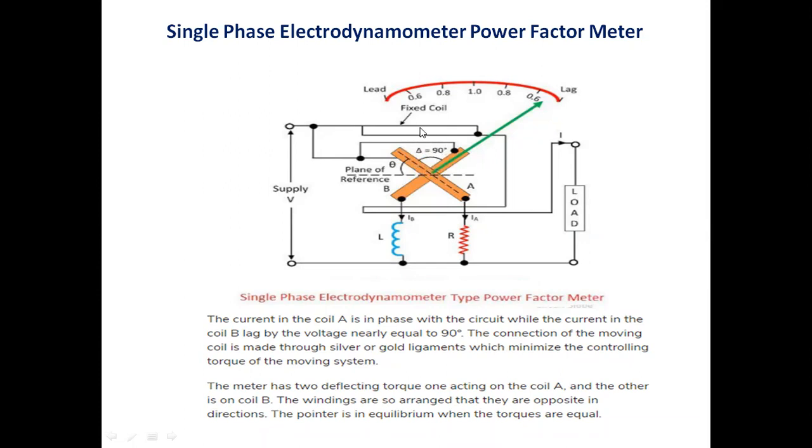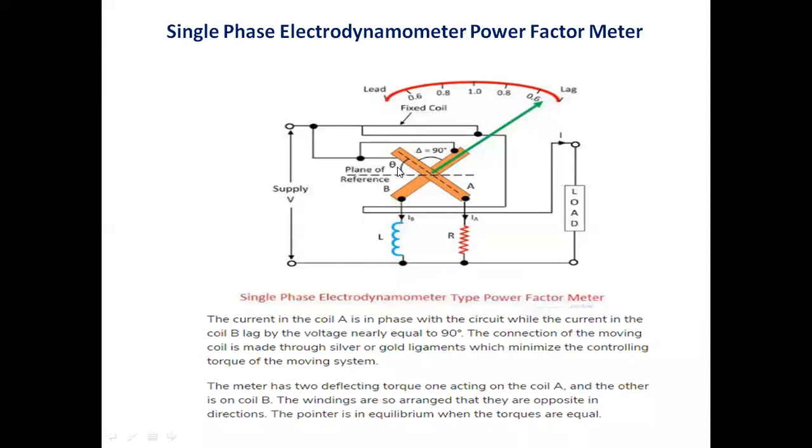The angle between two planes of the coil: if we represent the angle between two planes, the phase difference is 90 degrees. But what is the angle difference between two planes? The angle between the planes of the coils is represented by an angle called theta.